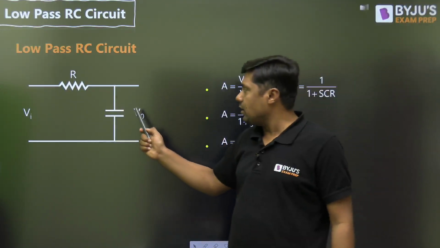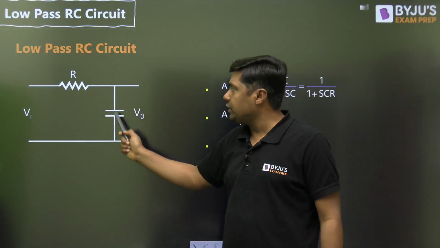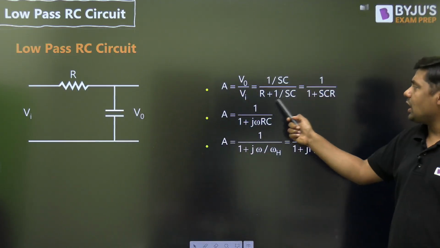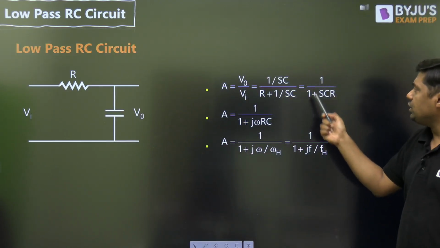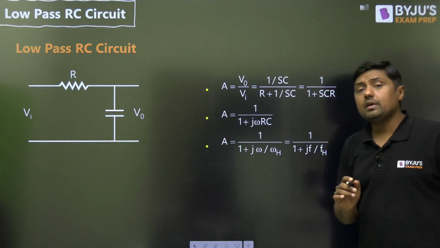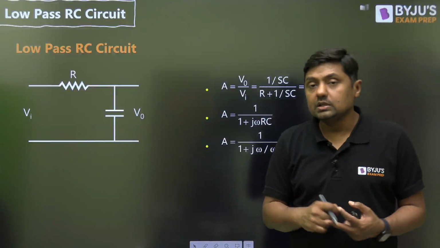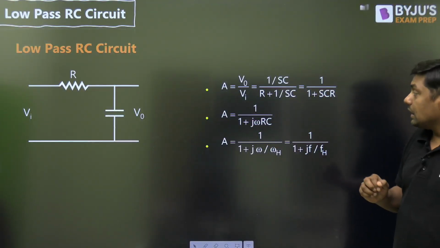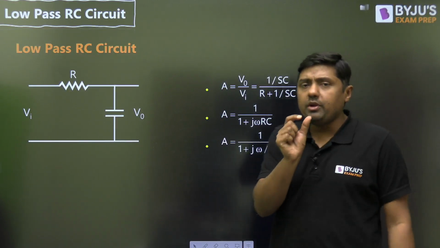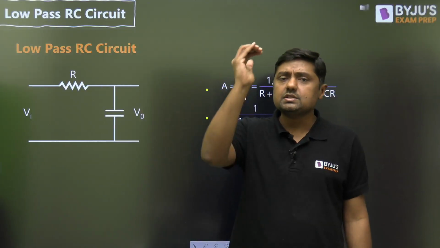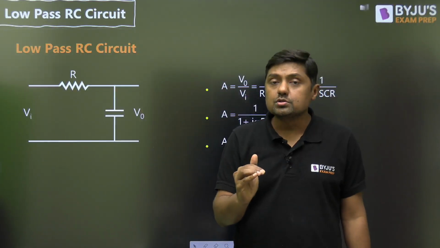So gain will become V0 by Vi, that is Z2 upon Z1 plus Z2. That is 1 by SC upon R plus 1 by SC, and then finally you will get 1 upon 1 plus SCR. Now you can replace the S by j omega. Then this will become gain 1 upon 1 plus j omega RC. Then in the denominator we are having the omega, which means when omega increases, the gain will reduce.